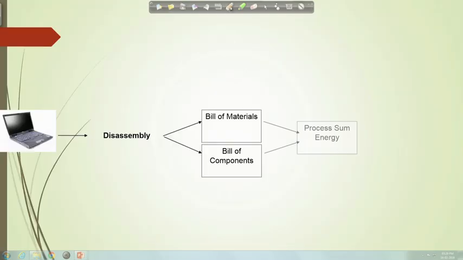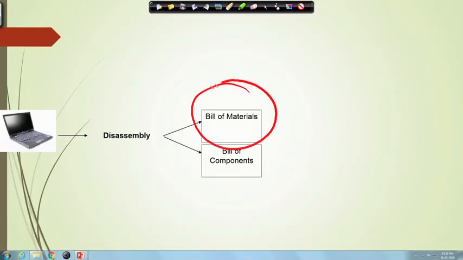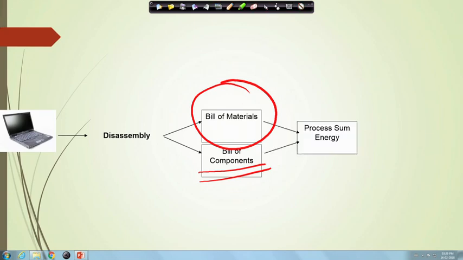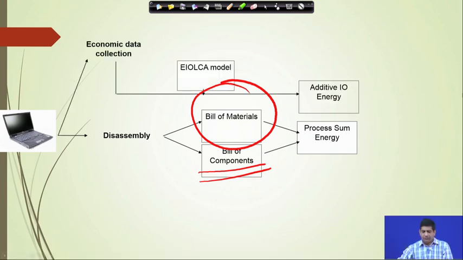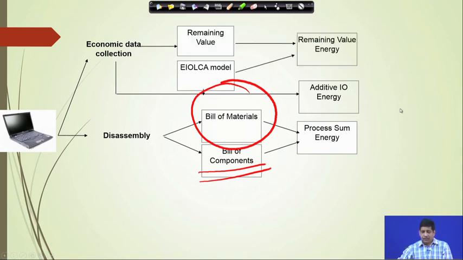So, here as well, in terms of the laptop, it was disassembled. Then they tried to look at all the materials that are there. They had to look at the bill of materials, bill of components. They looked at all the materials present, and then they found out how much energy is required to process them. They did the economic data calculation. Then you use the EIO-LCA model to find out how much energy is required.